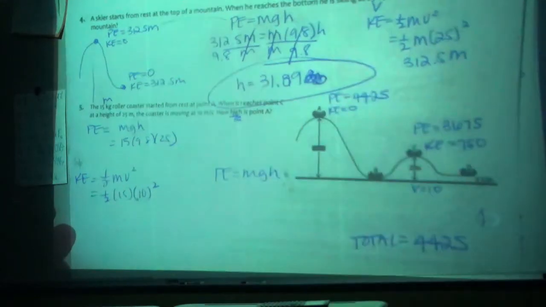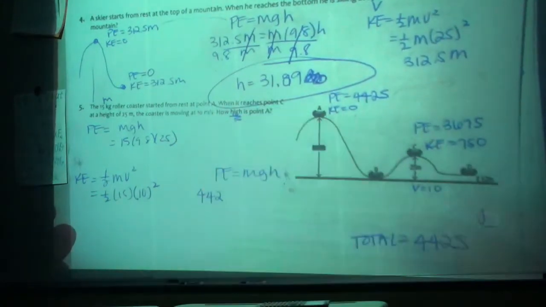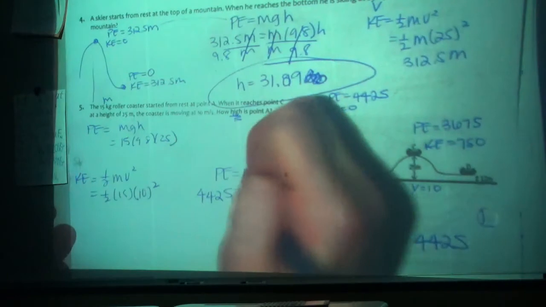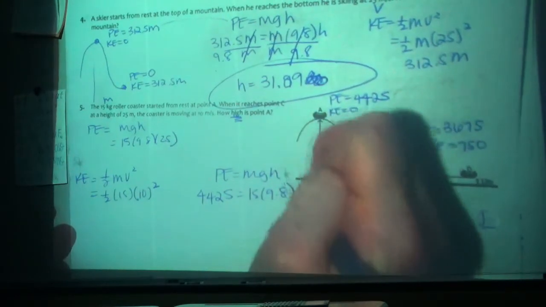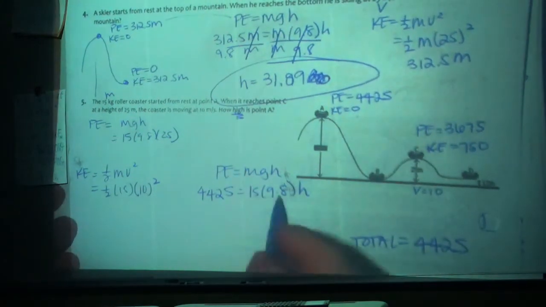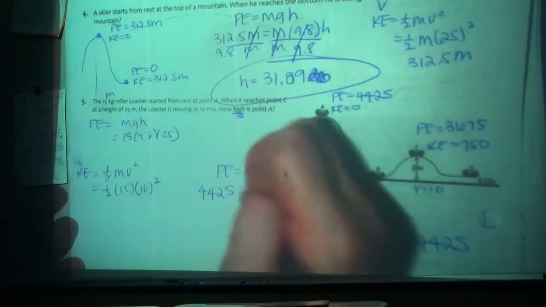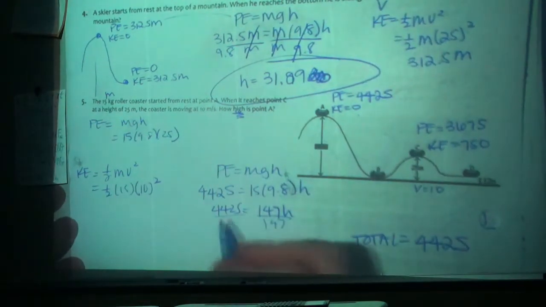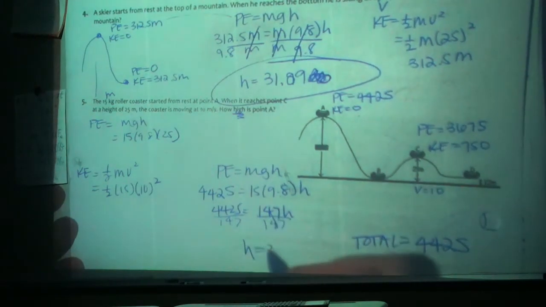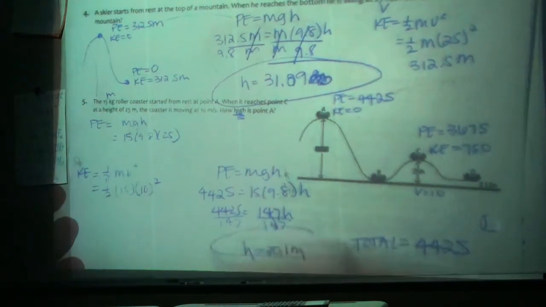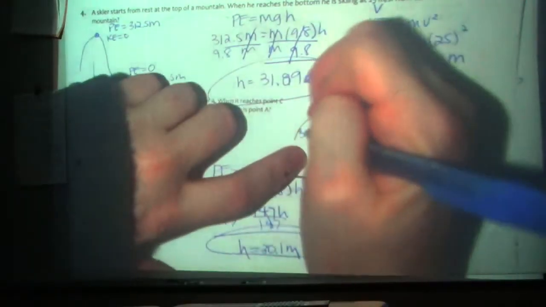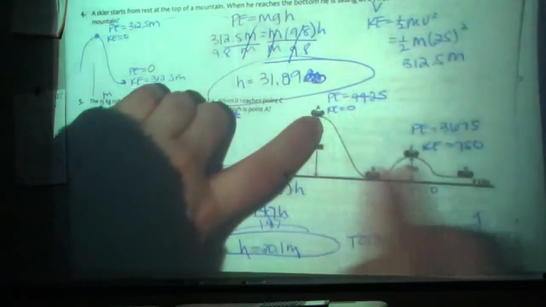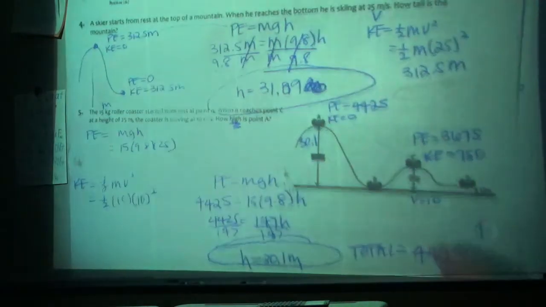Still not done because I asked how high is point A, so I'm going to plug into my PE is mgh. Potential energy is 4425, mass is 15, g is 9.8 times height. This multiplies, you get 147 height, and then last step is to divide the 147 over, and that gives me a height of 30.1 meters. And it had to be higher than 25, because otherwise that wouldn't make sense, because it got faster. Okay, steady heart, guys.